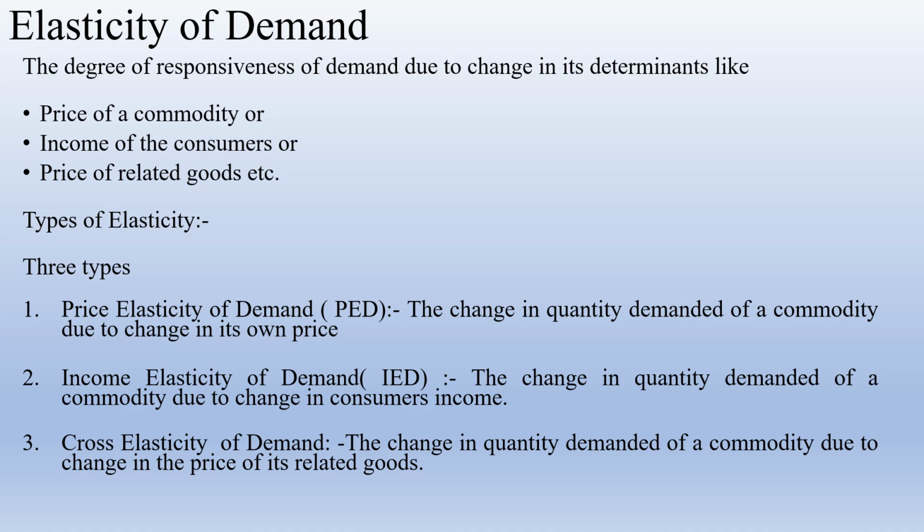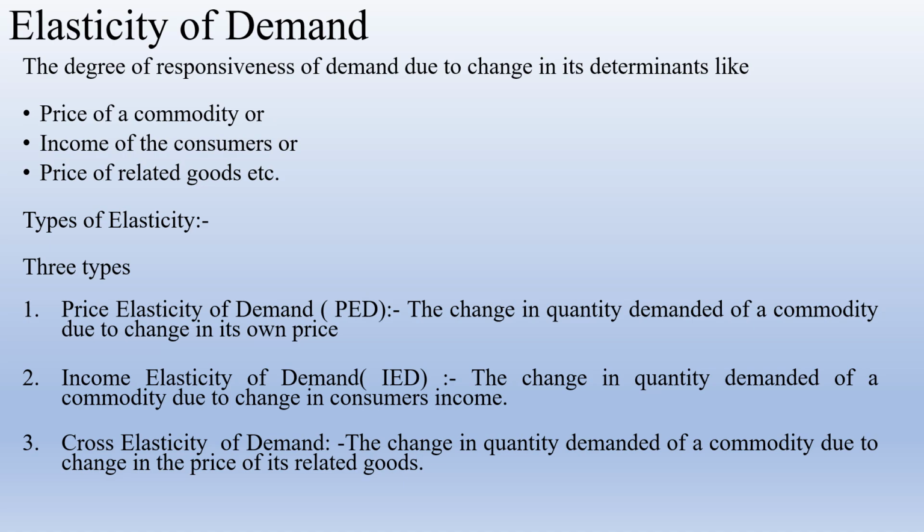Then the second one, income elasticity of demand. In this point, quantity demanded of a commodity changes due to change in consumers' income. The other factors remain constant. The change happens in the case of income of the consumers. If the income of the consumers increases or decreases, that also affects the demand of the product.